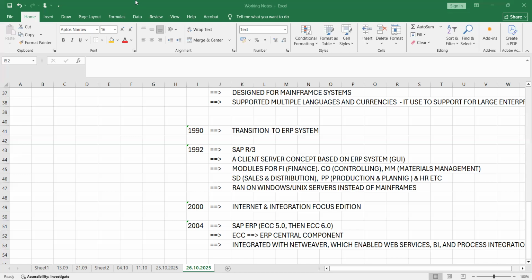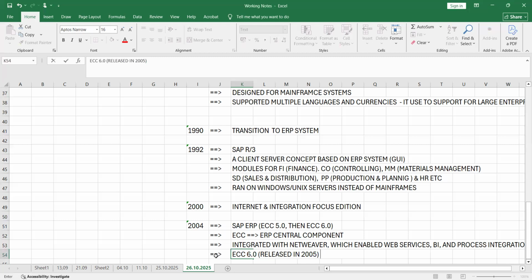So in the year 2004, they came up with SAP ERP ECC with ECC 5. ECC stands for ERP Central Component, right? After that, with this ECC 6 version, SAP became the number one ERP in that era, 2004 to 2005 only. This version, ECC 6.0, was released in 2005.